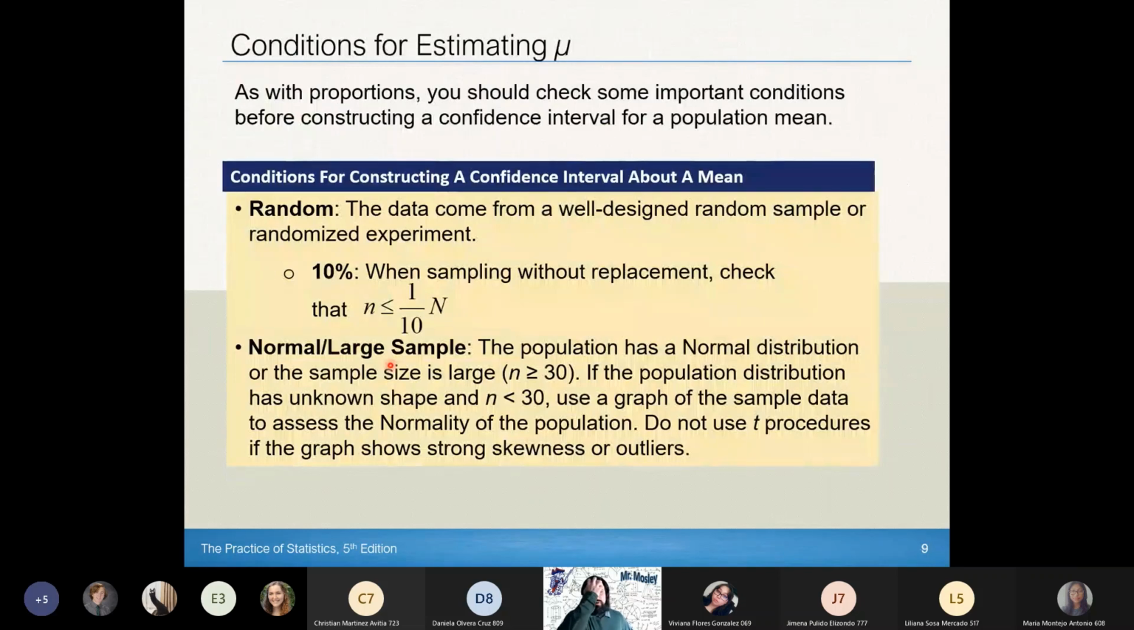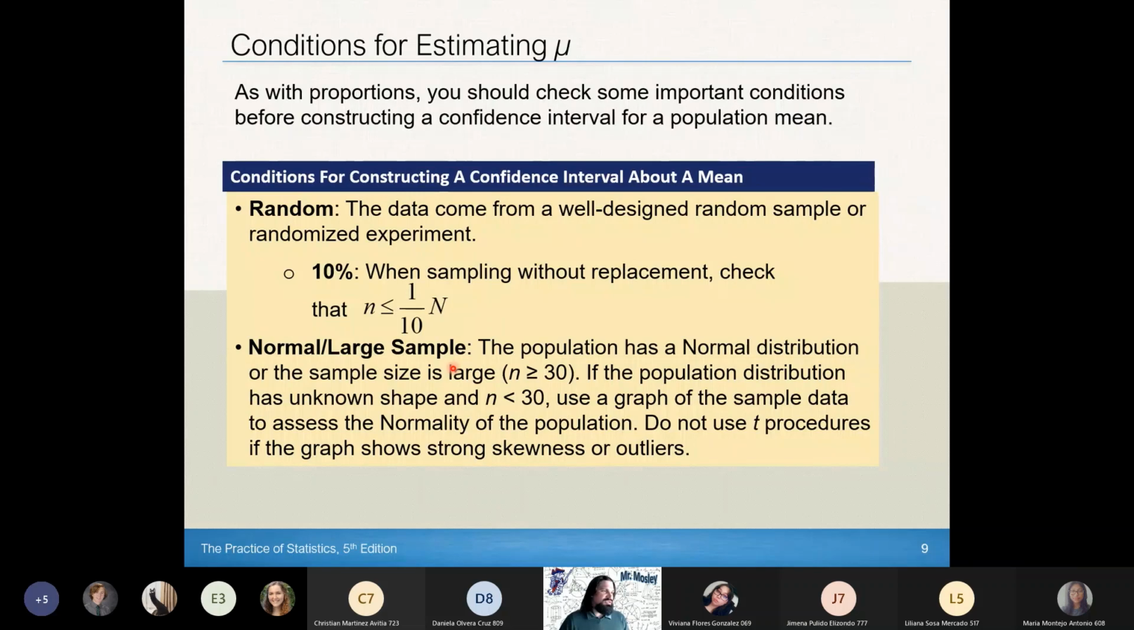Now here's our full list of conditions for constructing a confidence interval about a mean. All right, we must check for randomness. The data comes from a well-designed random sample or randomized experiment. We need to check the 10% condition when sampling without replacement and check that n, the sample size, is less than or equal to 1/10 of the population size. Most of the time we will be sampling without replacement. So you usually have to check this condition.